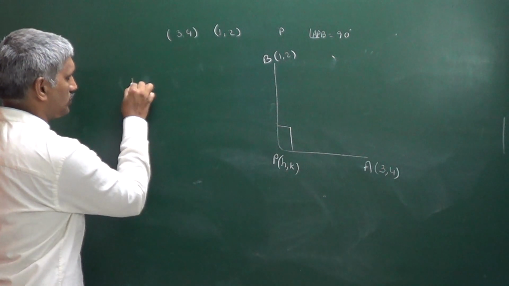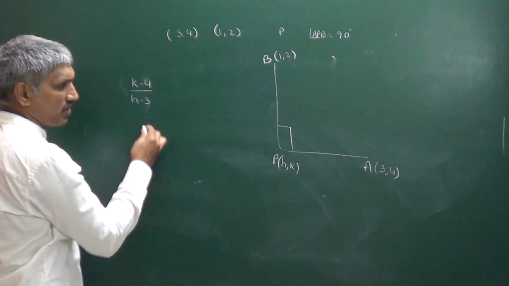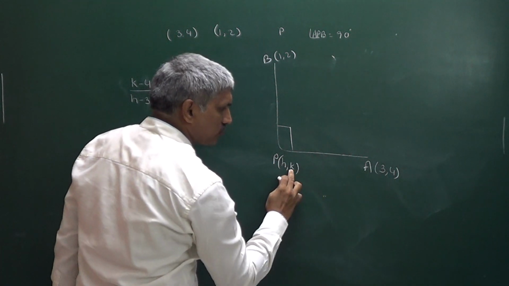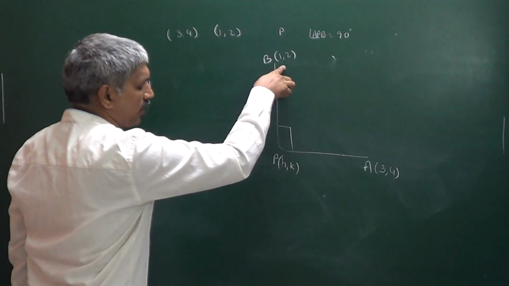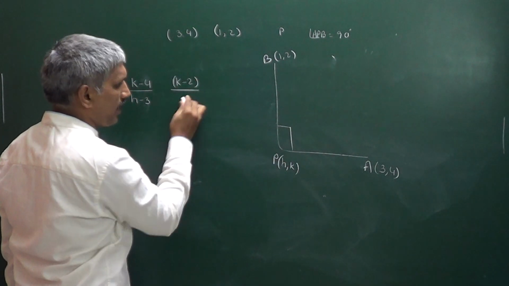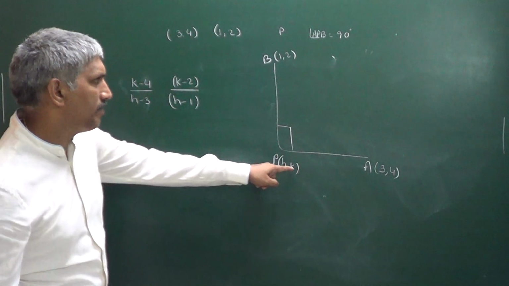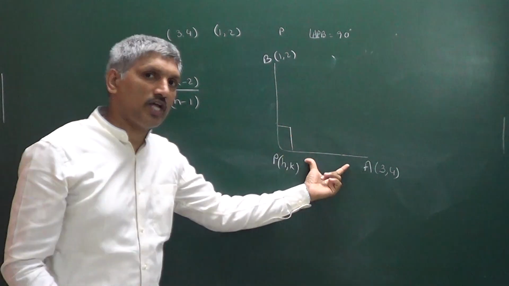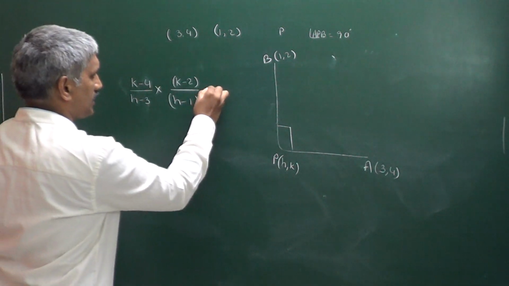That line's slope is equal to (k minus 4) divided by (h minus 3), that is, (y2 minus y1) by (x2 minus x1). But what is the slope of this other line? (k minus 2) by (h minus 1). So (k minus 2) by (h minus 1) is the slope of this line, and this line's slope we also got. The product of the slopes is equal to minus 1.